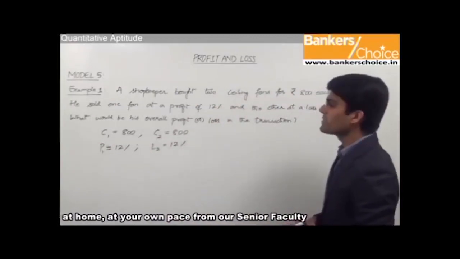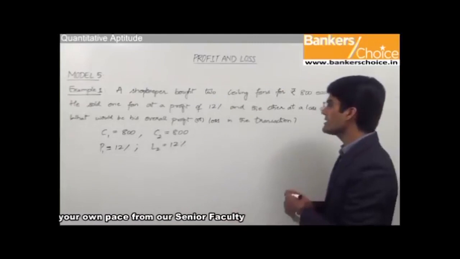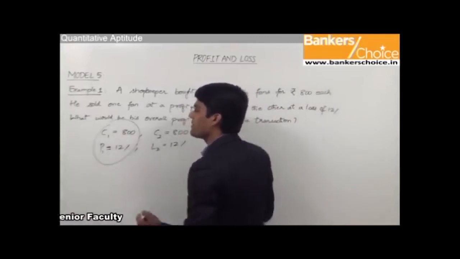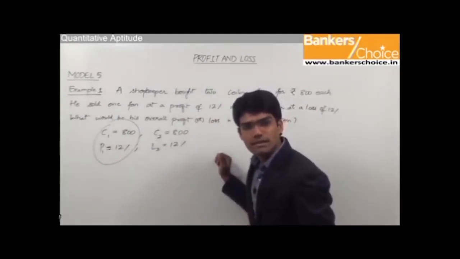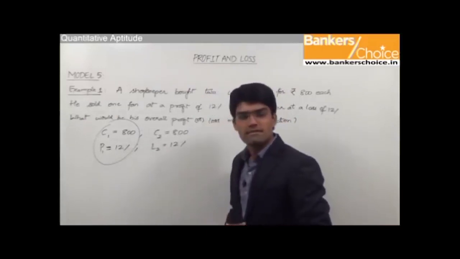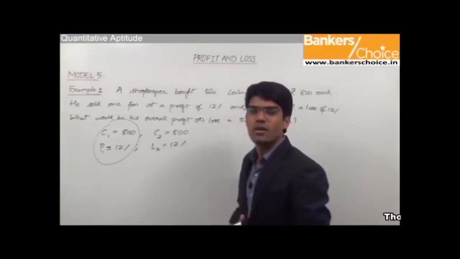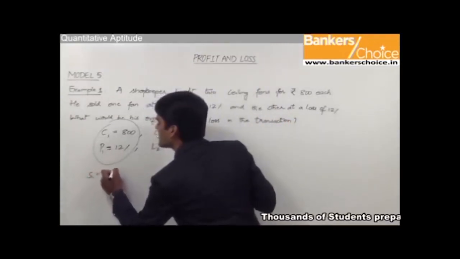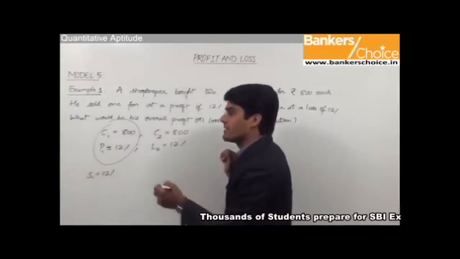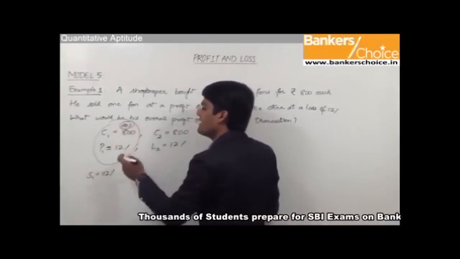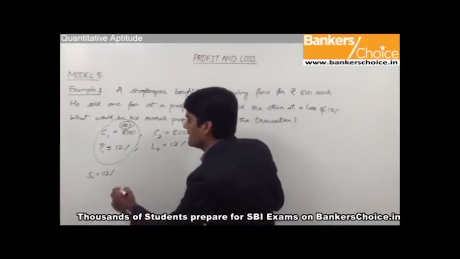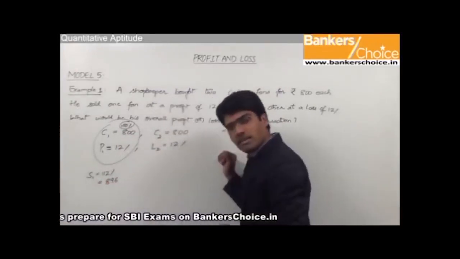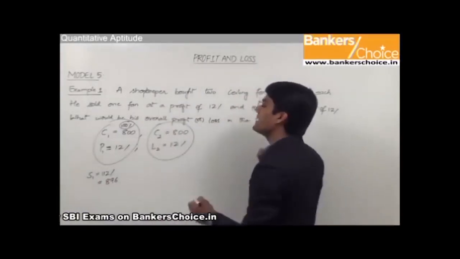And from this data, we are supposed to find out what would be his overall profit or loss in this transaction. Now, as discussed in model number 1, whenever cost price and the profit percentage are given to us, we can find out the selling price. For example, when the profit is 12%, we understand that selling price should be 100 plus 12, 112%. So very clearly the selling price here of the first fan should be 112%. And the cost price is given as 800. So 100% is equivalent to 800. We are supposed to find out what is 112%. And this will come out to be 800 plus 96, that is 896 rupees.